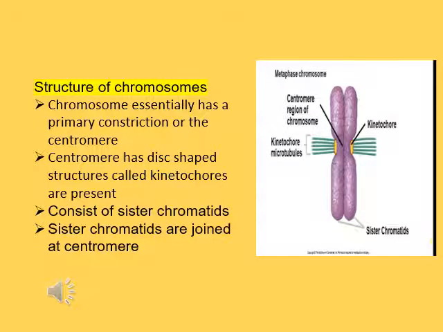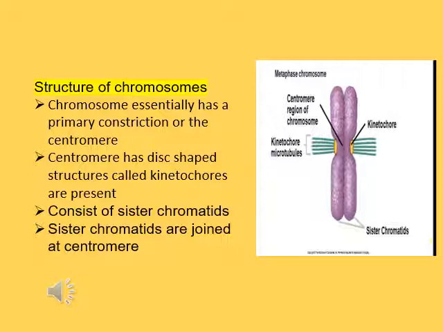So let's study the structure of chromosomes. As you know, in human beings there are 23 pairs of chromosomes. It is different in different species. The structure of chromosomes is organized around the center, that is the centromere.